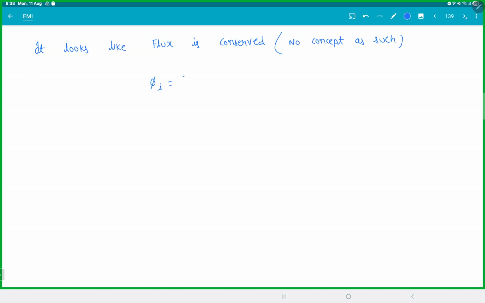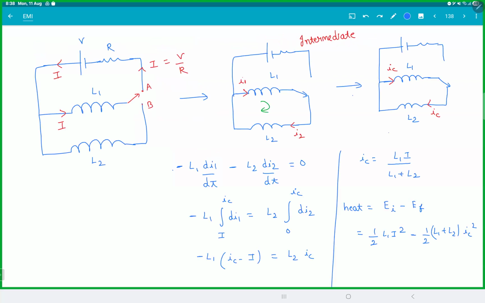If you look at it, the initial flux is equal to the final flux. The initial flux looks like L1 into I. The final flux will be L1 I common plus L2 into I common. At least that is how the final answer looks. Clear with this?